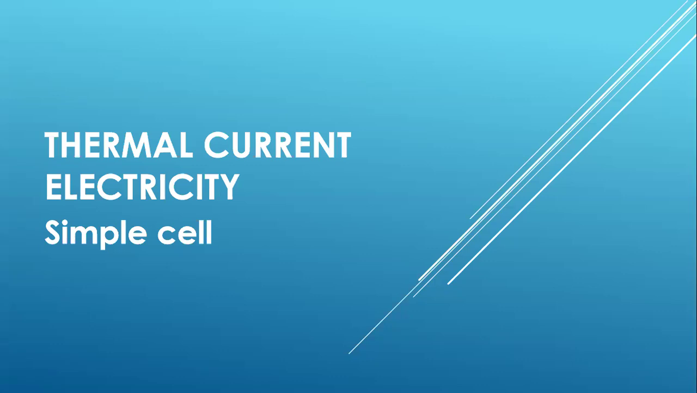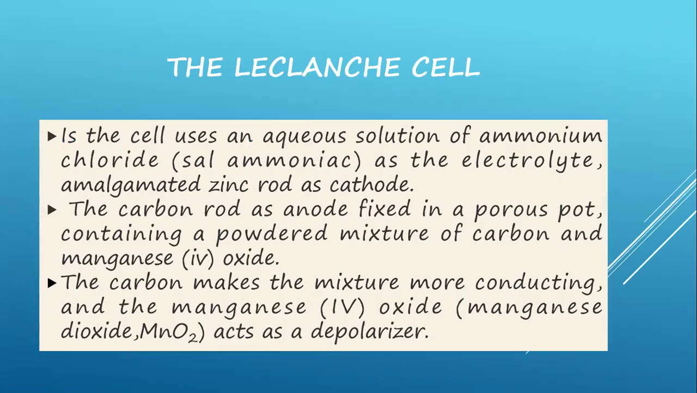I will still be discussing the simple cell. So far, in our previous video, we discussed the various defects of the simple cell. So today, let's move on to this subtopic, that is the Leclanche cell. This is the other kind of simple cell. It is the cell that uses an aqueous solution of ammonium chloride, that is the sal ammoniac, as the electrolyte.